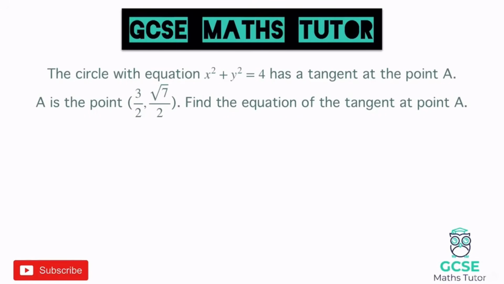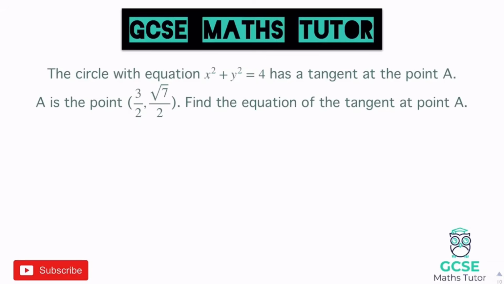Okay, so it says the circle with equation x squared plus y squared equals 4 has a tangent at the point A. A is the point 3/2 and root 7/2. Find the equation of the tangent at point A. Now again, this could be a calculator question. I'm going to assume it's non-calculator, because some of the steps that I'm going to do are quite easy to type into your calculator. But let's have a go and see what we get.